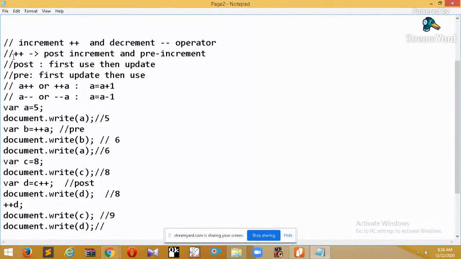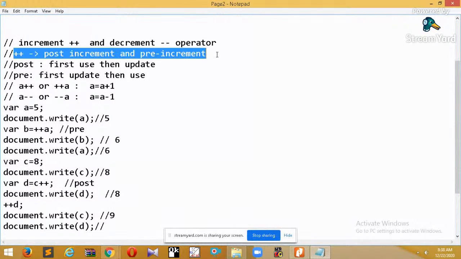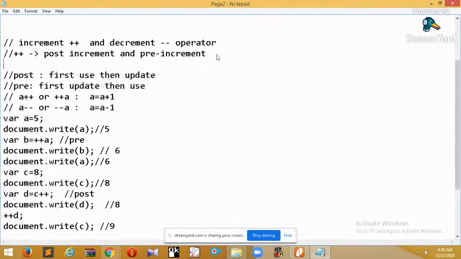The same way, if we use minus minus with an operand, we can say that it is a post-decrement or post-increment. Just like minus minus has post-decrement and pre-decrement.